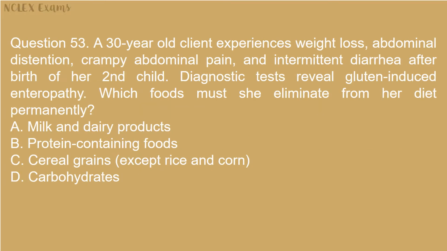Question 53. A 30-year-old client experiences weight loss, abdominal distension, crampy abdominal pain, and intermittent diarrhea after birth of her second child. Diagnostic tests reveal gluten-induced enteropathy. Which foods must she eliminate from her diet permanently? A. Milk and dairy products. B. Protein-containing foods. C. Cereal grains except rice and corn. D. Carbohydrates.